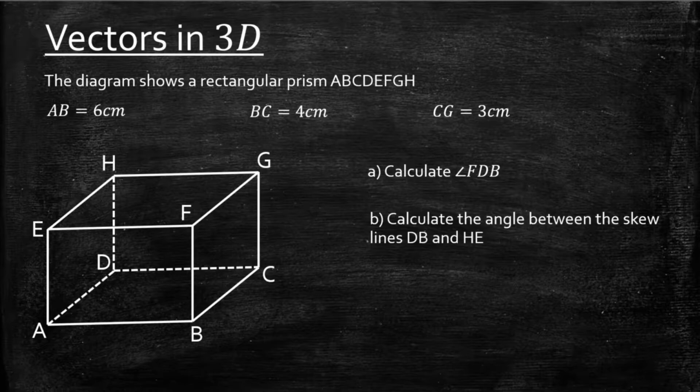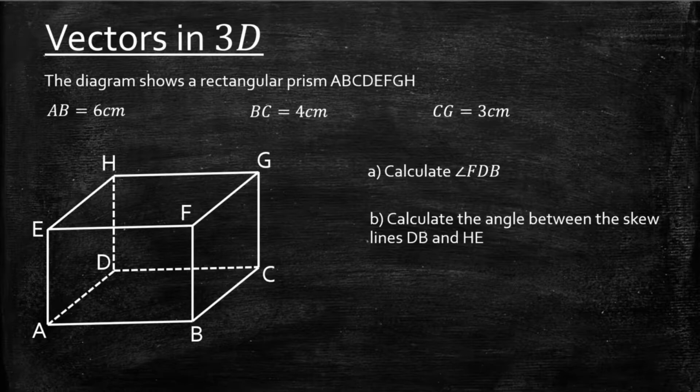What I've got here is a diagram that shows this rectangular prism. We know that the length of AB is 6 centimeters. We know that the length of BC is going to be 4 centimeters. And we know that the length of CG is going to be 3 centimeters. That's just the length, width, and height of the rectangle, respectively.